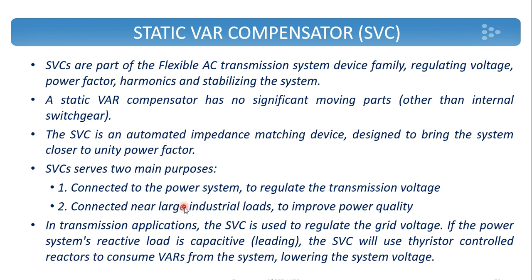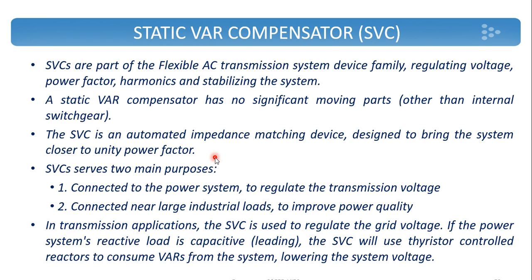The main purposes are to regulate the transmission voltage in a power system, and also in industrial loads it improves the power quality or power factor. In transmission applications, SVC is used to regulate the grid voltage. Grid voltage can be regulated if the power system reactive load is capacitive. The SVC will use a thyristor controlled reactor to consume power from the system, lowering the system voltage. If it is a leading load, lagging load is provided and the system voltage can be adjusted.